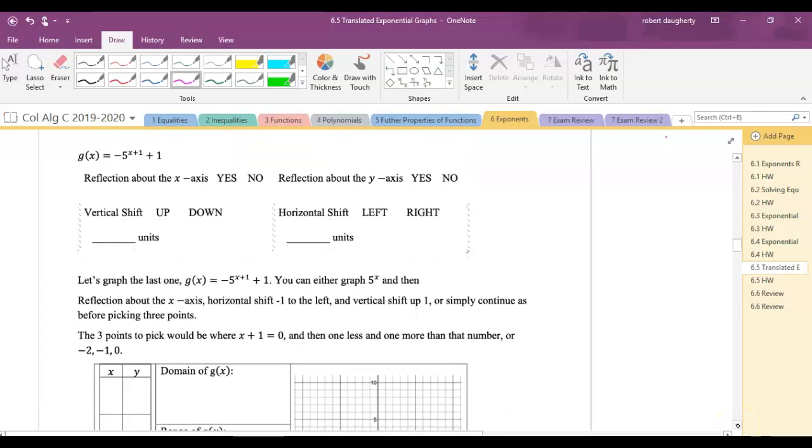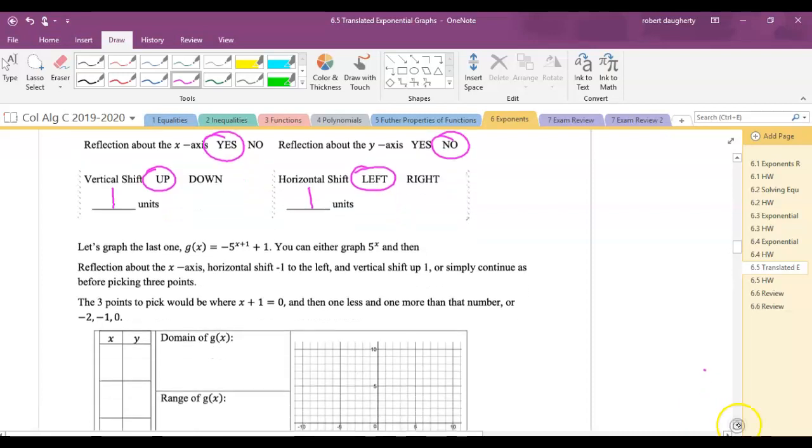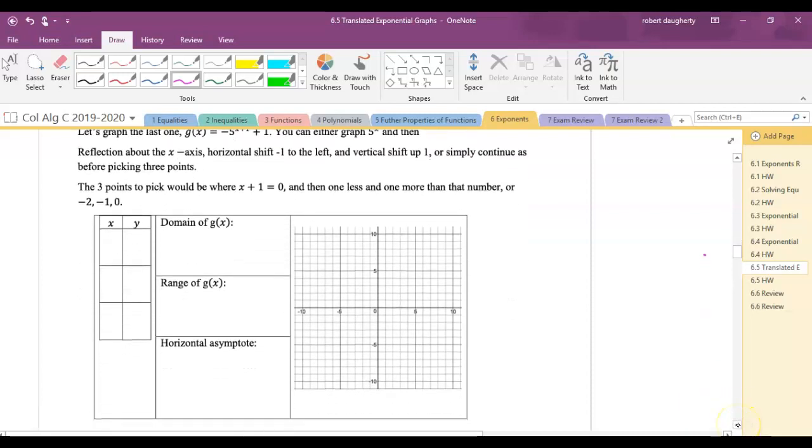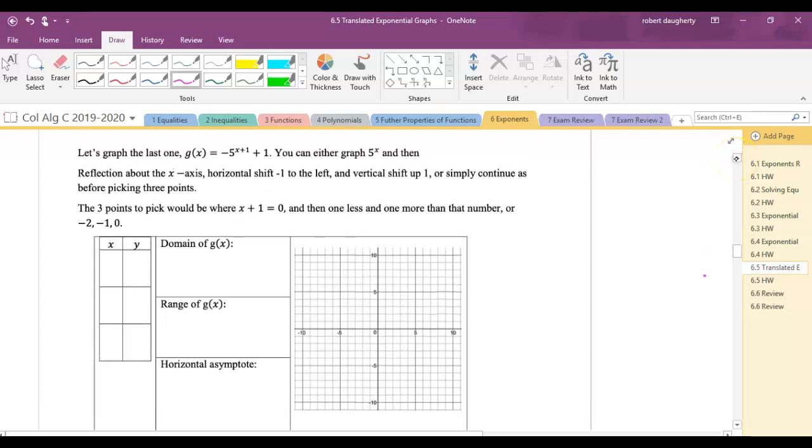What about this one? Has it been reflected about the x-axis? Yes. The y-axis? No. Did it move up or down? Yeah, up 1. Left or right? Left by 1. What's the equation of the horizontal asymptote? Y equal 1. Okay, so this is just basic decoding, and let's say 99% of that you probably could have done.